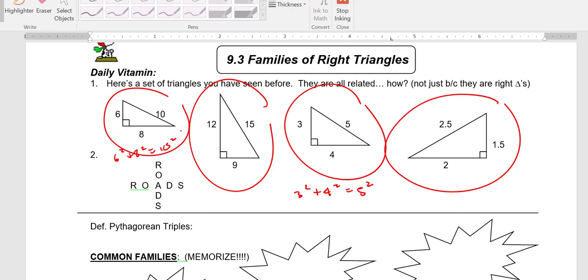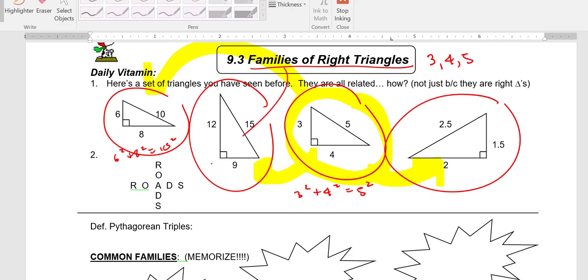But what they are is, they're all multiples of this one right here, 3, 4, 5. So this one is by a factor of 2, this one is by a factor of 3, this one's by a factor of a half. And so this is an example of what we call a family of right triangles. In this case, it's the 3, 4, 5 family, or it's also known as a Pythagorean triple.